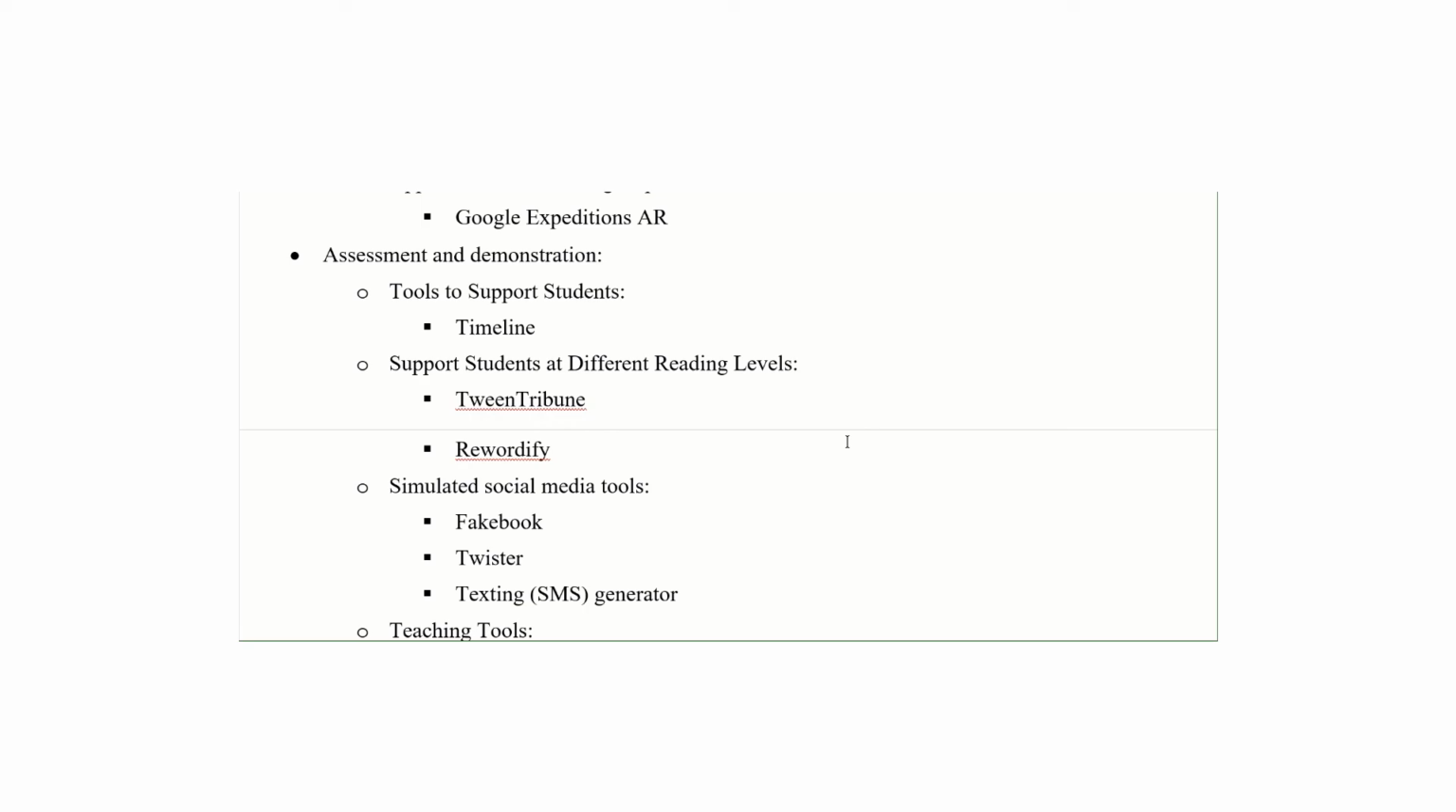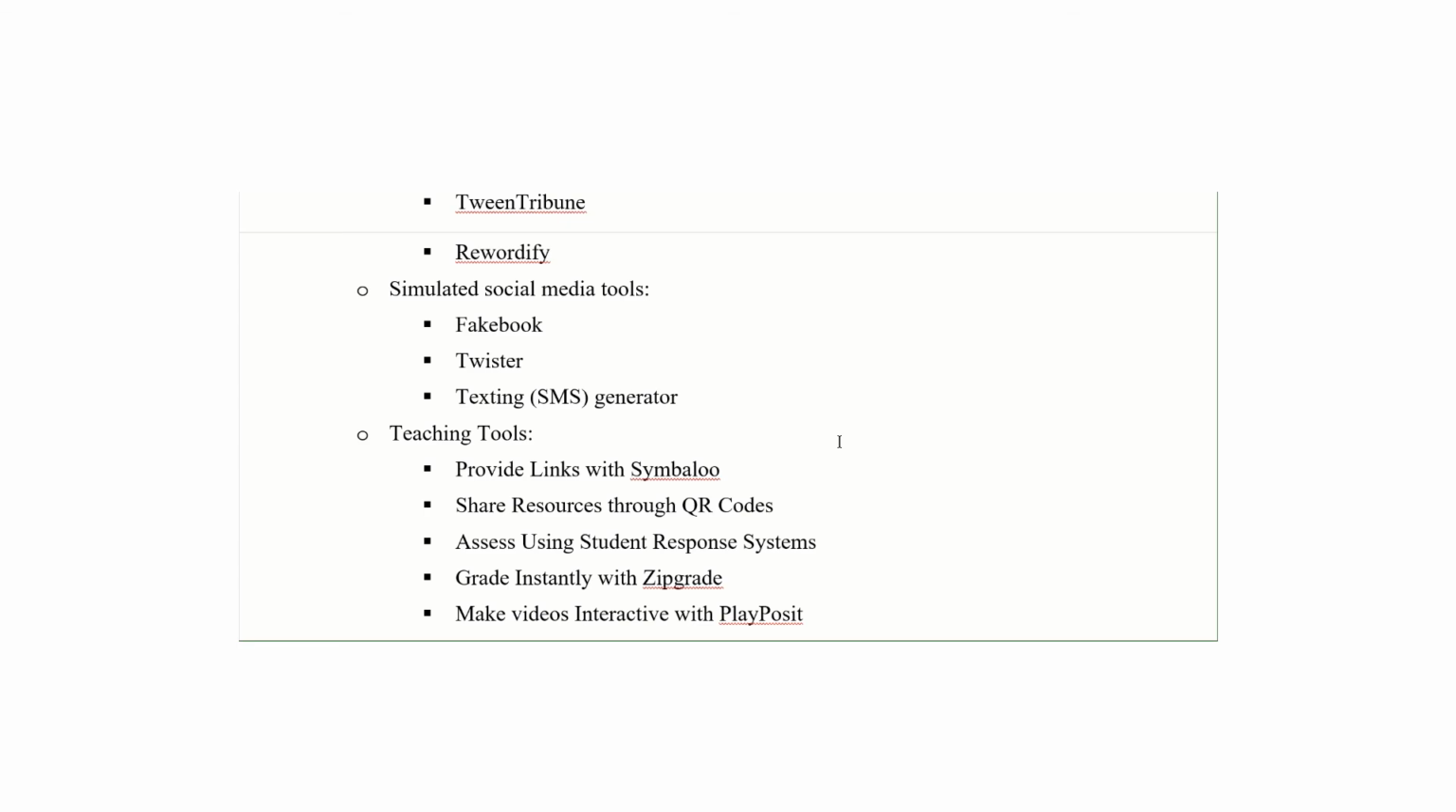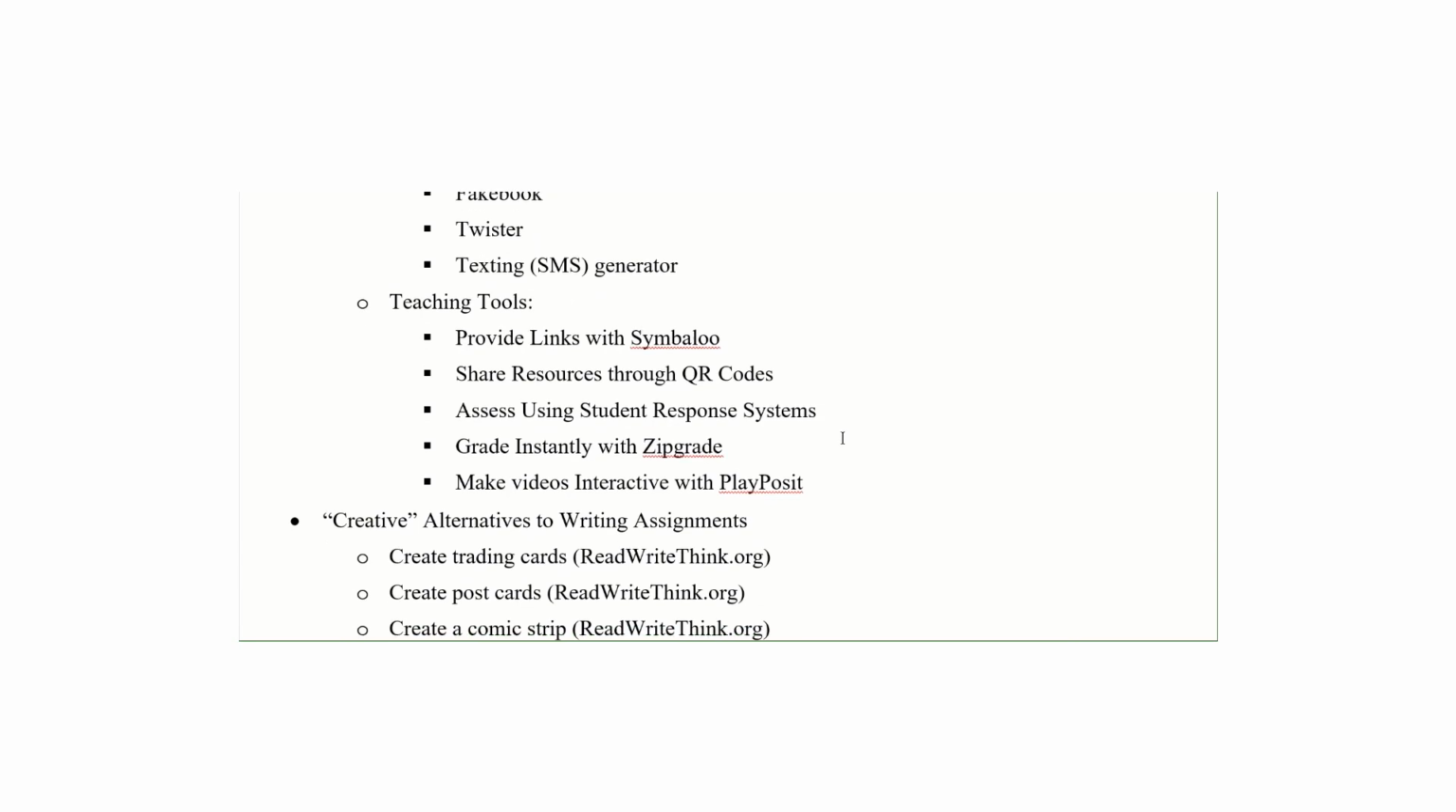And we looked at tools we could support students with, like the Timeline app. We looked at supporting students at different reading levels. We looked at simulated social media tools like Fakebook and Twister, which is kind of like Twitter. We looked at a whole bunch of teaching tools that would help you, providing links for students, working with QR codes to share resources. We looked at student response systems and grading apps, and also how you could make a video interactive with Play Posit, and that way you could send it home with students and know that they were looking at that video because they have to answer questions about it.